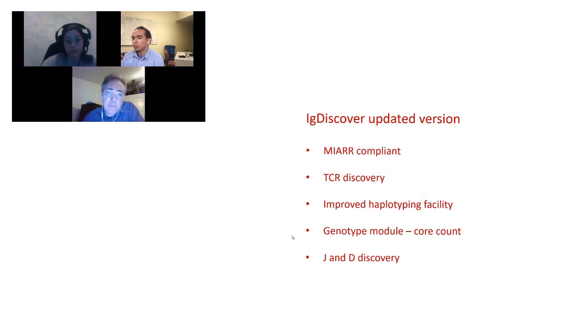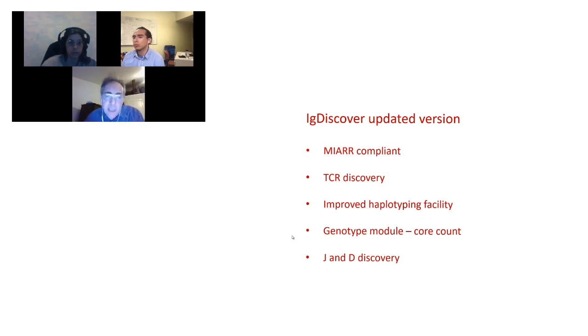So I want to talk about some of the ongoing development of the program. There is an updated version of IG Discover, which we're going to release this spring, which has a number of interesting features in development at the moment. First, it's MAIR compliant, which means it has an output that can be integrated with other MAIR compliant software tools.